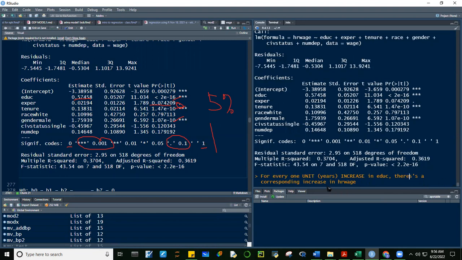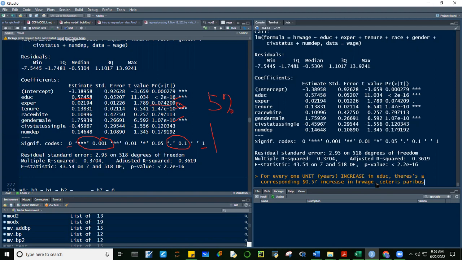There's a corresponding 57 cents increase in hourly wage, and then don't forget this one, comma, ceteris paribus, or all things being the same. Okay, so let's quickly once again revisit this.